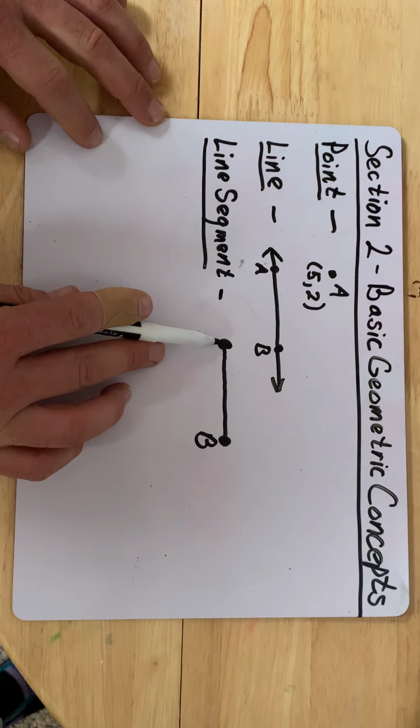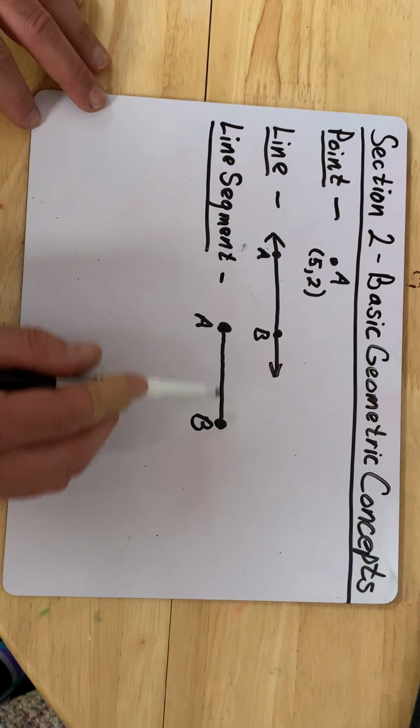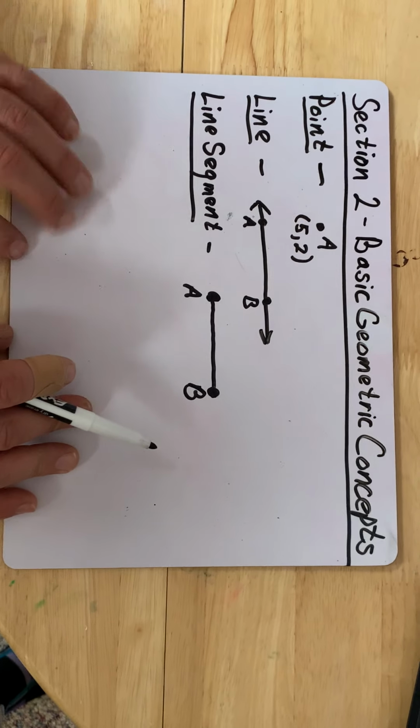Some people like to think of it as a beginning and an end, but it's really two endpoints because you can travel in either direction. You can end to the right or end to the left. They call them endpoints. So, endpoints for line segments.